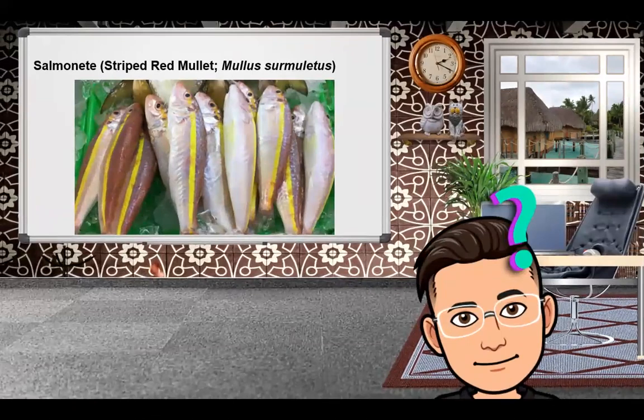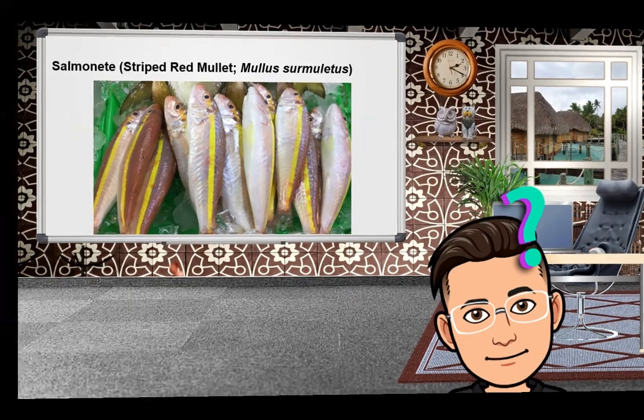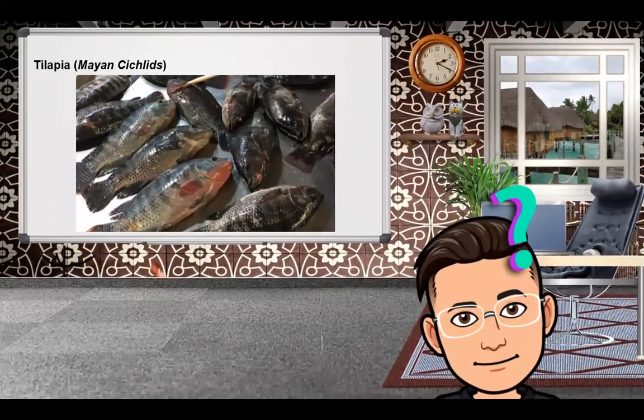Then we have salmonete. This type of fish has a distinct bright red color, scales, and a yellow stripe on its body, usually caught near the shore. Their white meat is delicate to cook and is often prepared in a paksiw dish. The salmonete fish is available in the public market, usually priced at 380 per kilo.